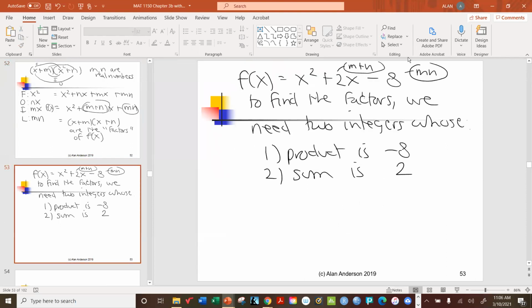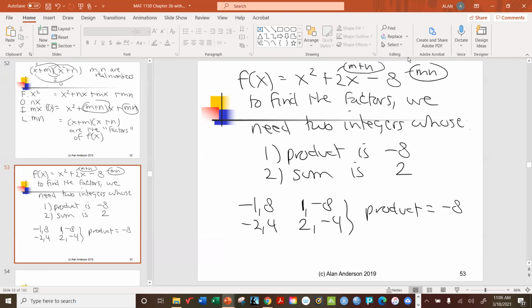Now, what integers are we looking for? Well, let's see what we can do. We could try -1 and 8. Their product is -8. We could try 1 and -8. We could try -2 and 4. And we could try 2 and -4. In all cases, the product equals -8. In only one case, though, is the sum equal to 2, and that's right here.